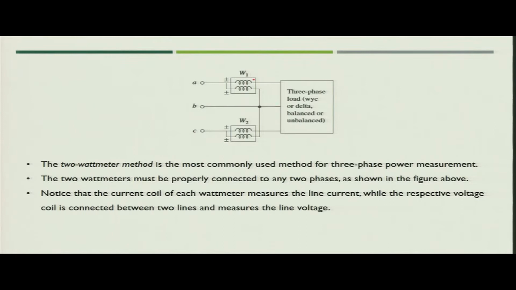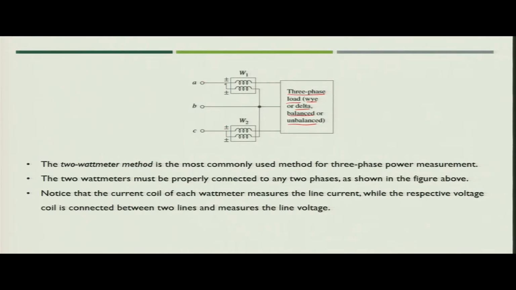So, now this is the arrangement which you will see in case of the 2 wattmeter method, when you are asked to find out the total power consumed by the load. Here again the load is 3 phase, it can be star or delta connected, or it can be balanced or unbalanced. In this case, if you see the arrangement of wattmeters, the current coil is connected in series with the phase A and phase C, and the potential coil is connected between 2 phases.